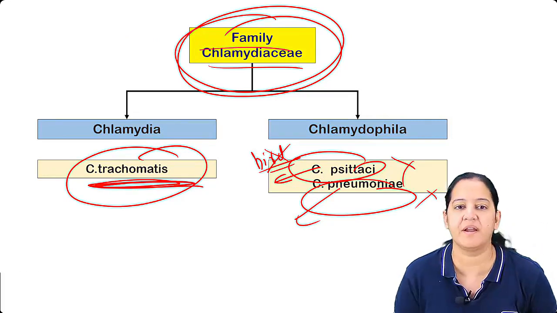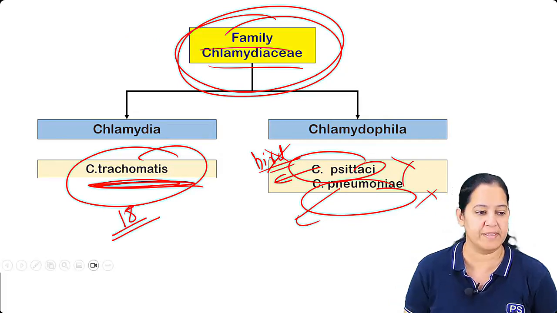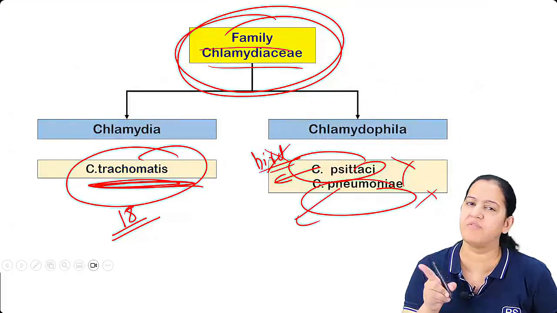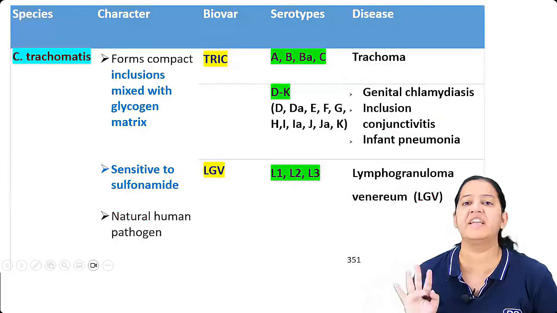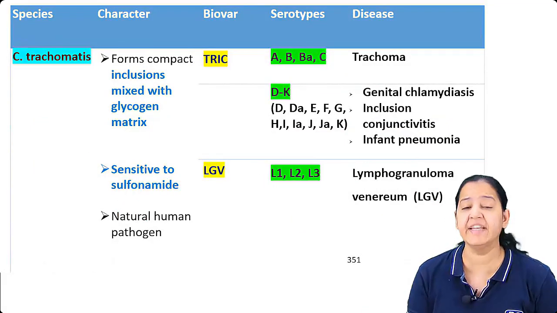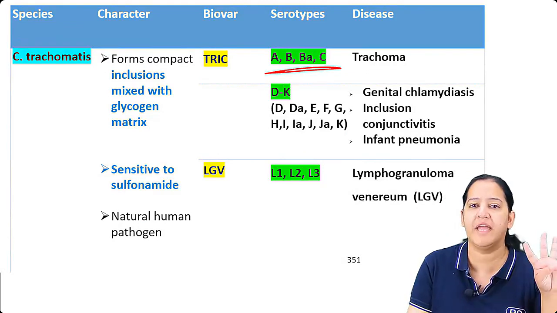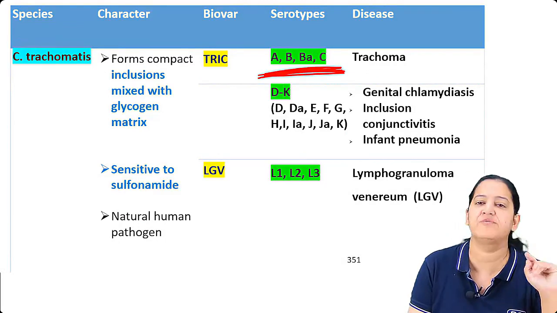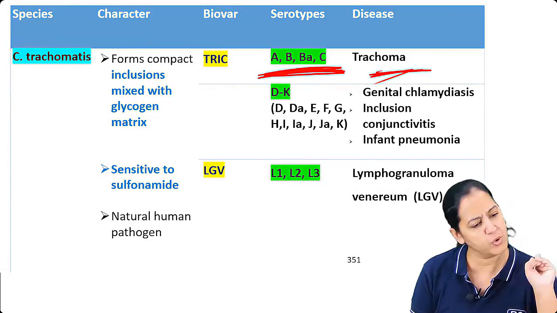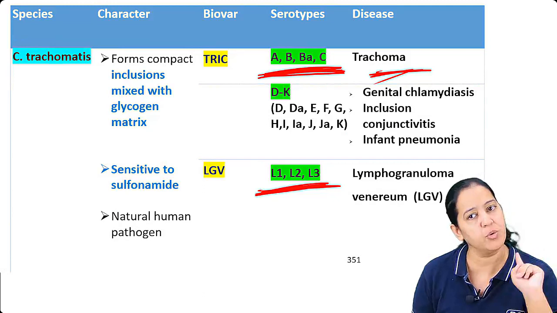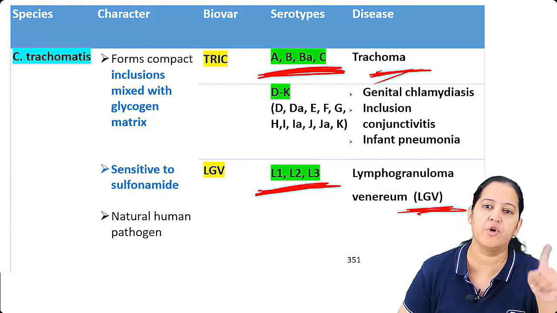There are 18 types of Chlamydia trachomatis. Again, you have to learn one table. How are the 18 types? The first four, A, B, Ba, and C, cause only one disease, trachoma. The last three, L1, L2, L3, cause only one disease, LGV, lymphogranuloma venereum.